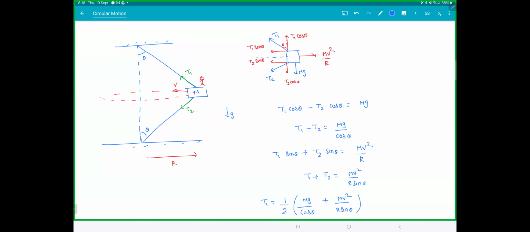And T2 you'll get automatically from there. Next one. Clear, Nikhil? Devansh? Jainil? Surya? Daksha? Got this? Next one.